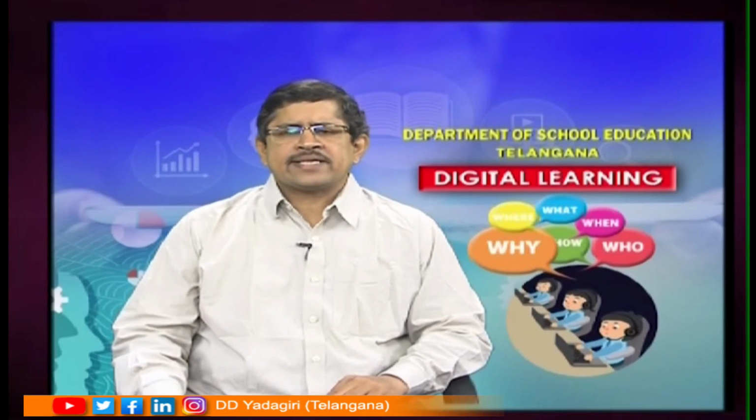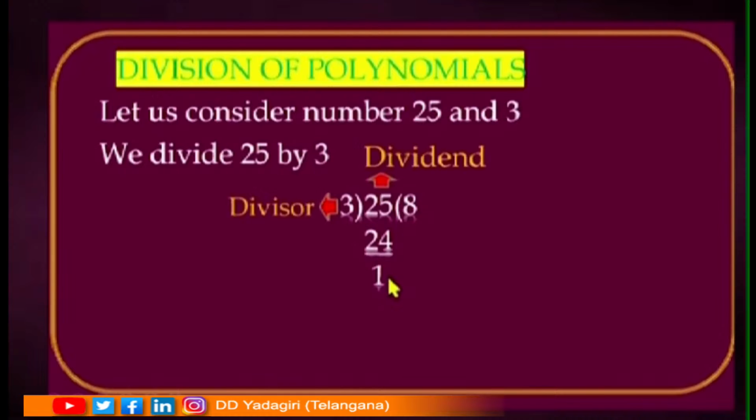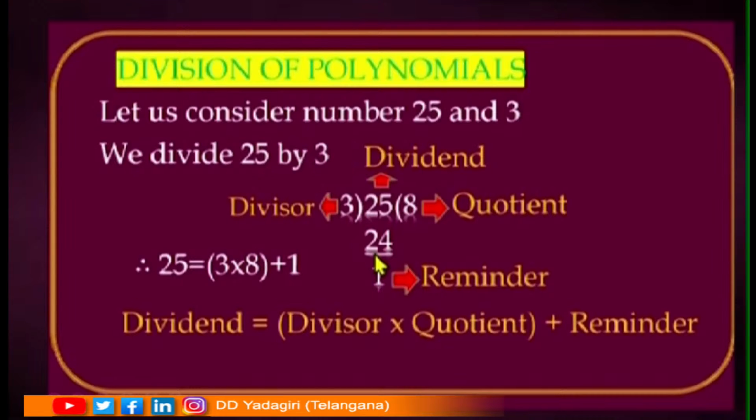Division of polynomial. So let us take an example of numbers and try to divide 25 and 3. So you want to divide 25 by 3 here. When you divide here you get the quotient and you get the remainder. So you can say that 25 is a dividend, 3 is a divisor, 8 is a quotient and 1 is a remainder. So the relation between them is 25 is equal to 3 into 8 plus 1. So we can say dividend is equal to divisor into quotient plus remainder.